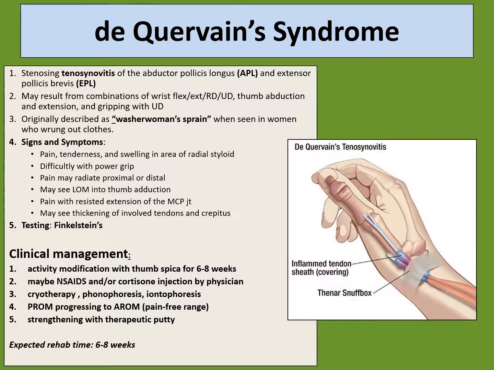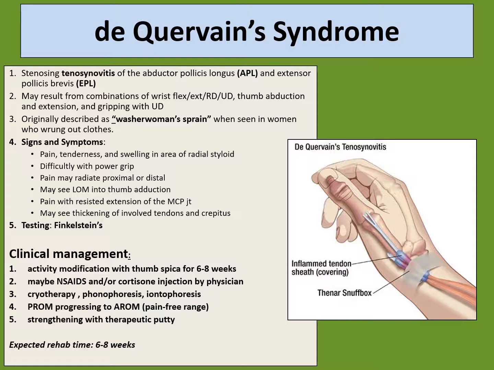I think how it was originally named, washerwoman sprain, gives you a good idea of those combinations of movements. So think about wringing out the clothes, so that all of that flexion and extension with ulnar and radial deviation is occurring, as well as the abduction of the thumb.